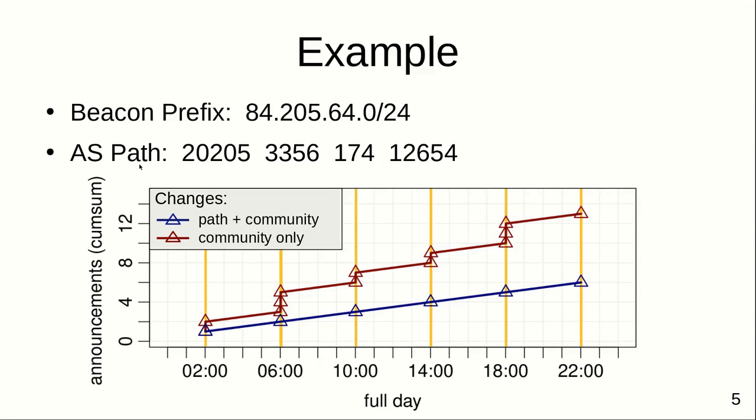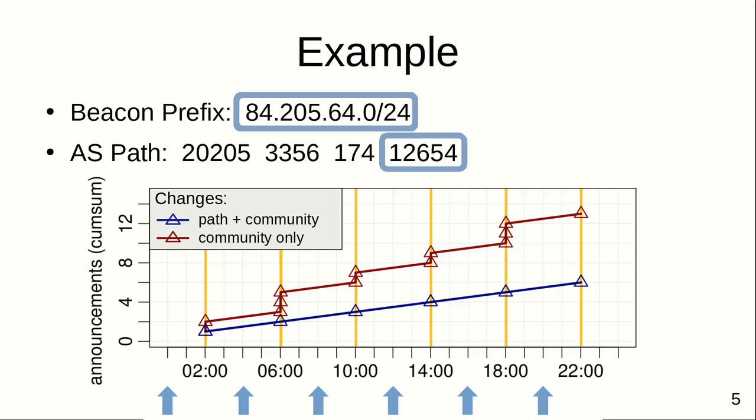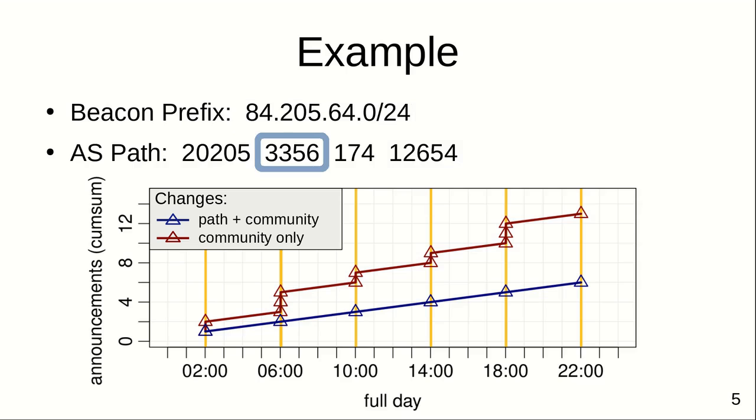Going back to our observations in the wild, we show how peer AS 20205 generates unnecessary announcements due to missing filtering. We use a RIPE beacon prefix that is announced every 4 hours starting at 12 AM UTC and withdrawn every 4 hours starting at 2 AM UTC. We note that all communities in this example are geolocation communities set by AS3356. The plot shows the cumulative sum of announcements over a full day in March 2020.